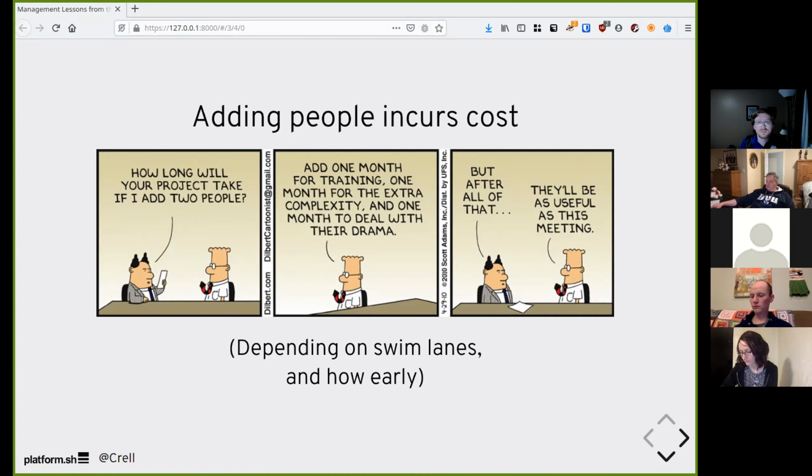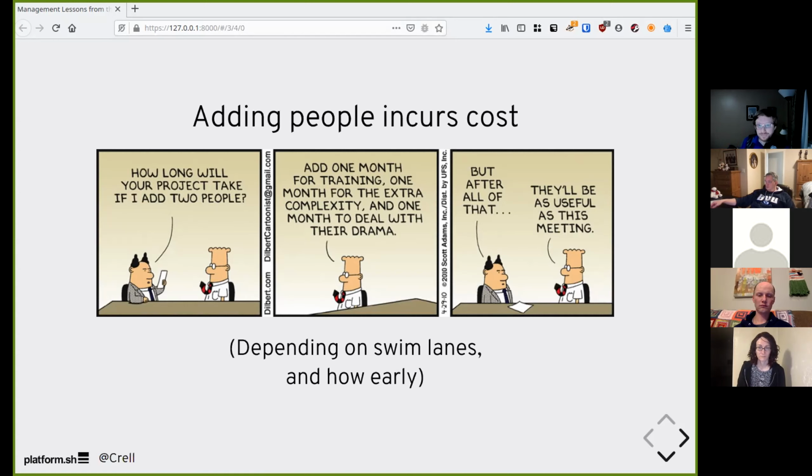It also depends on the number of swim lanes. Swim lanes is a concept from Agile. Basically, it's the number of parallel tasks on a project you can have people working on without bumping into each other, without getting git merge conflicts between everything they're doing, essentially. And different projects will have a different natural number of swim lanes.